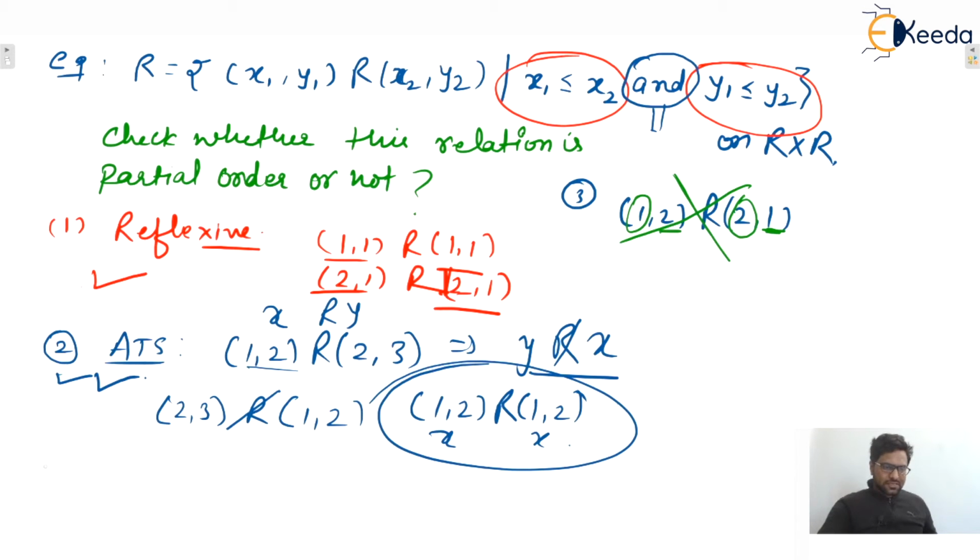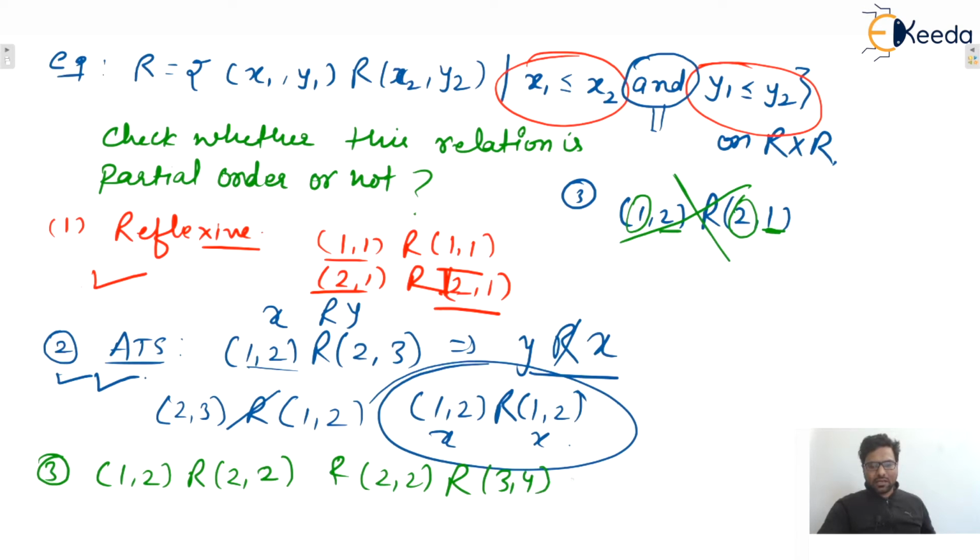Third one, this is transitive. You can take any example. Let's say (1,2) is related with (2,3) or (2,2), and let's say (2,2) is related with (3,4). Then guaranteed you can see (1,2) will also be related with (3,4), because both conditions will be satisfied. Hence, the given relation is what? Partial order relation.